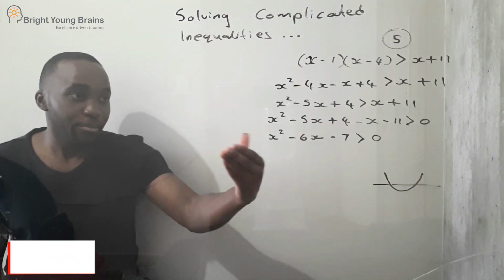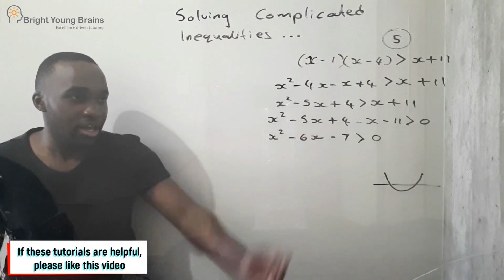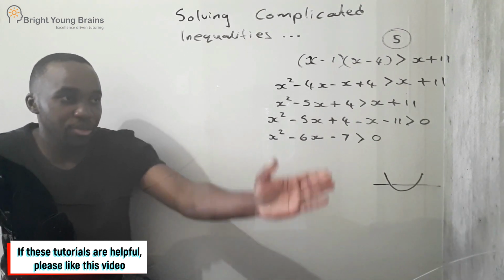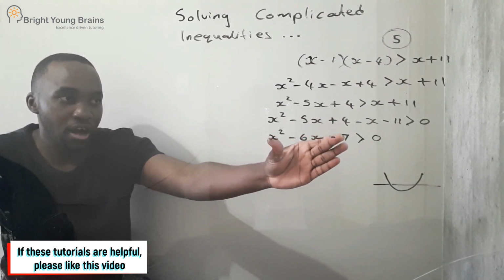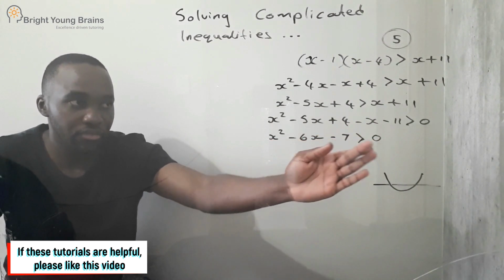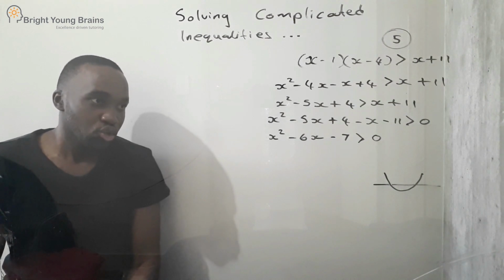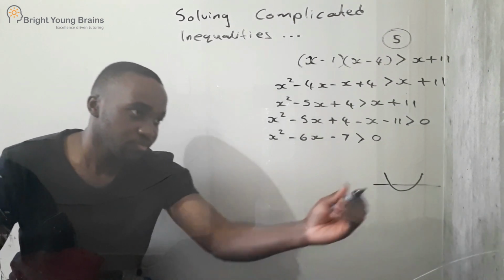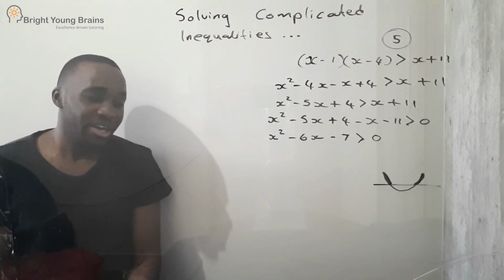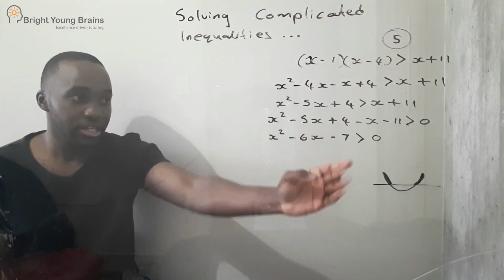So we have a positive or a smiling parabola. Now with this smiling parabola, before you can answer your question, remember the question is asking you, where is your graph above 0? Where is the graph bigger than 0? So your graph is bigger than 0 there and over there.